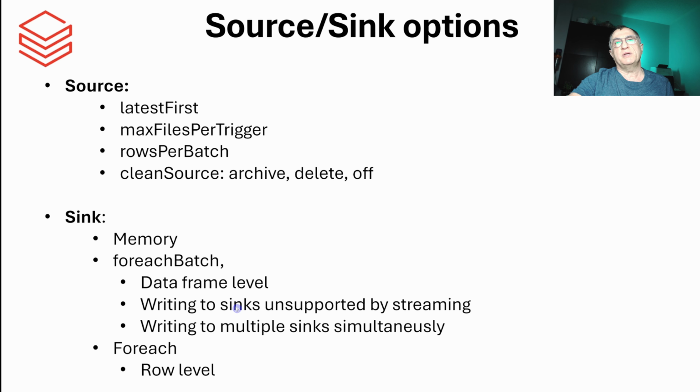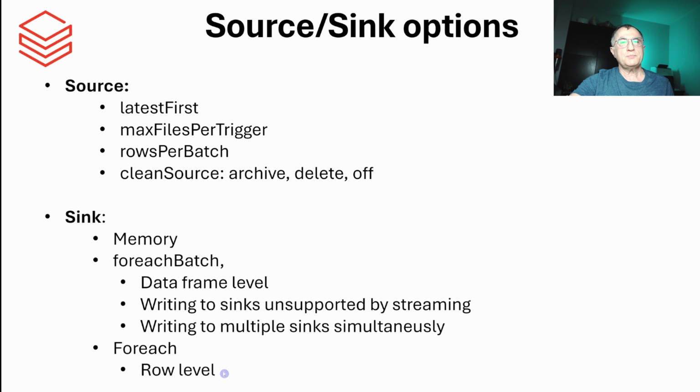Examples of this could be writing into sink types that are not supported by streaming. For example, you can write into a database from the foreachBatch function. Another good use case will be writing to multiple sinks simultaneously within the same micro batch. The foreach method works in a similar way, except it's on a row level.